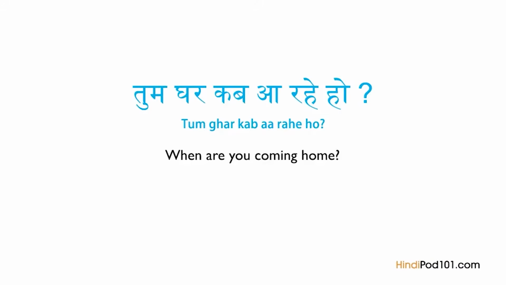So, let's break down this question. First we had tum, which is the informal you. Ghar means home. Kab, which is the basic translation of when in Hindi. Then aa rahe is the verb to come. And finally ho is the to be verb are, which is always used with the informal you tum. So altogether it is tum ghar kab aa rahe ho.